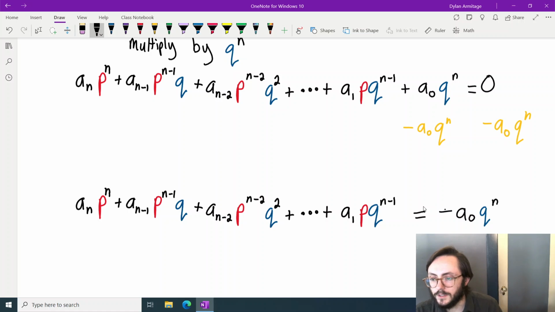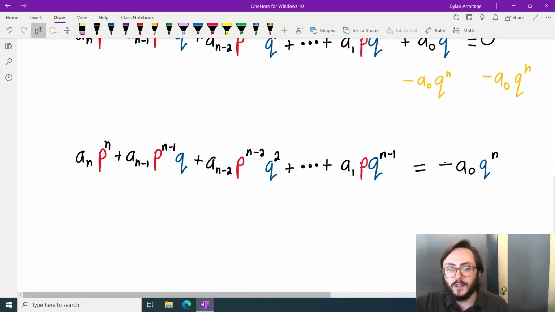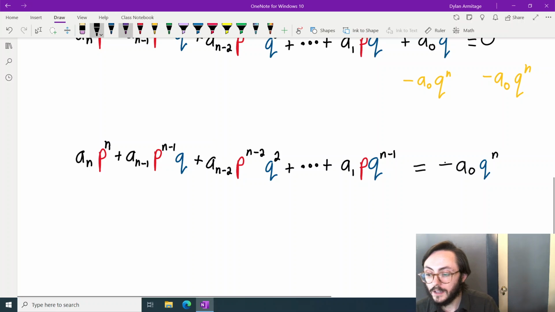Now, why is that important? Well, now look at what every term on the left side has. We can, in a sense, factor by greatest common factor. We can factor out p.